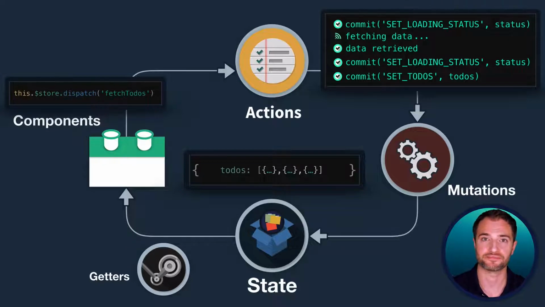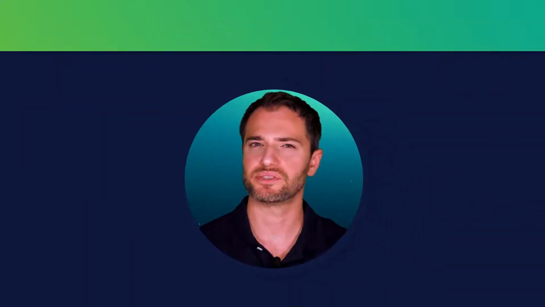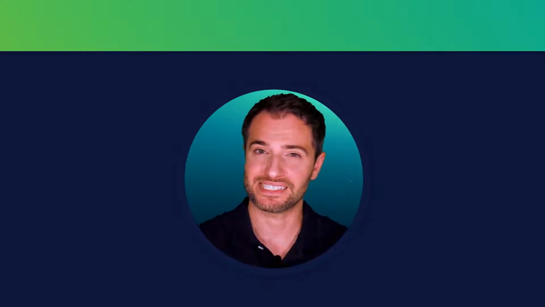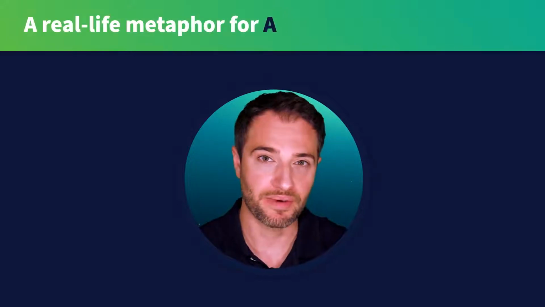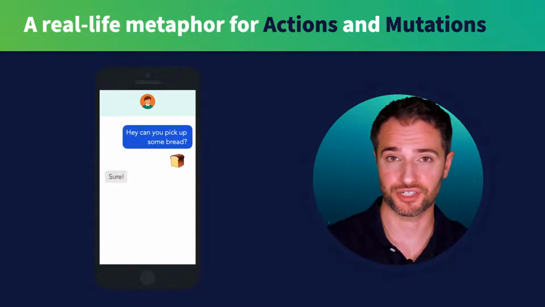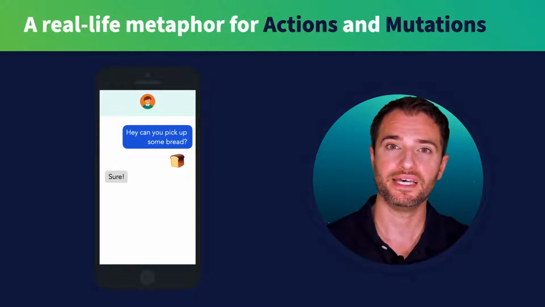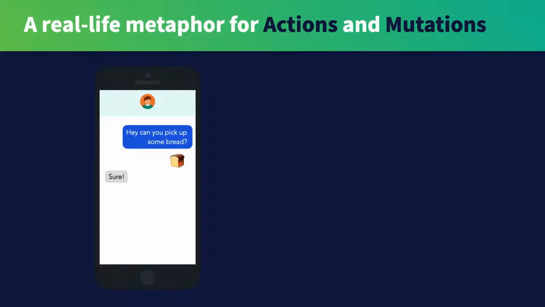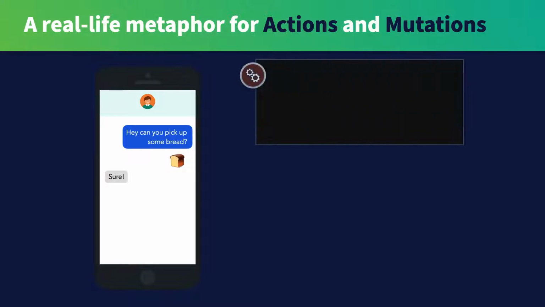committing some mutations. I know when I was first learning Vuex, the differences between actions and mutations was still a bit confusing. So to help us unpack and separate these concepts, let's look at a real-world metaphor. Let's say I need some bread and I text my friend, "Hey, can you pick up some bread?" There's a big difference between my friend saying sure and then going and fetching the bread versus me actually receiving the bread and having it in my possession. So in this example, the mutation could look like this, where addBread takes the bread and adds it to the state. In other words, I now in fact have bread.